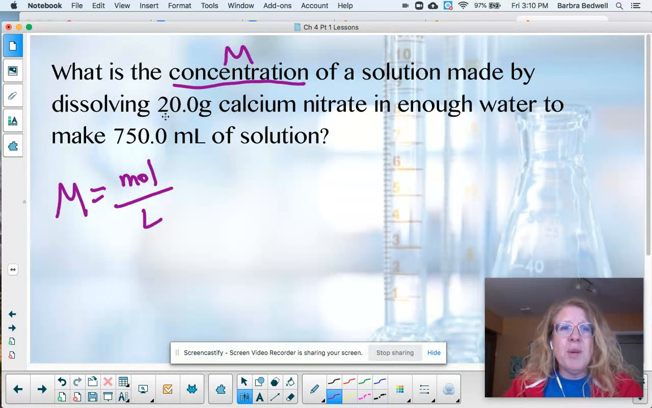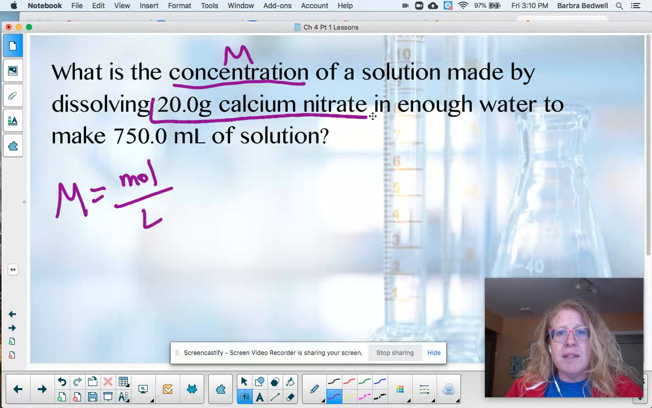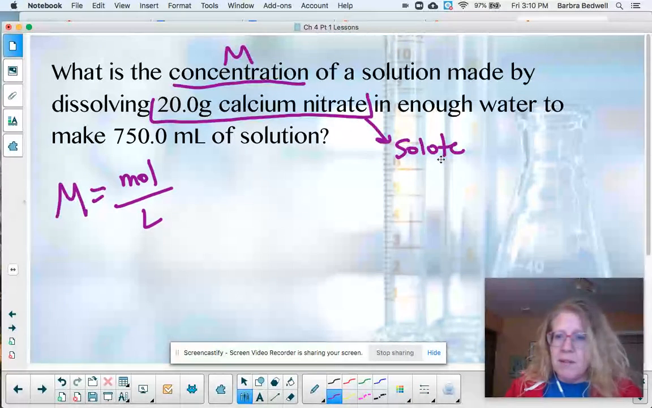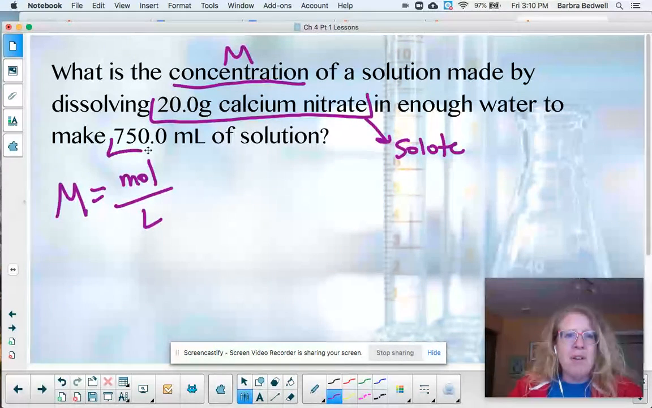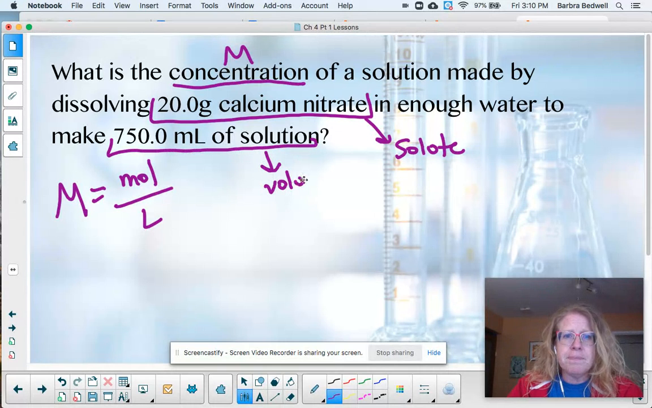So we've got 20 grams of calcium nitrate. This right here, 20 grams of calcium nitrate, that is my solute. That's the stuff that I'm dissolving. It's always going to be dissolved in water. All of our solutions in this chapter are aqueous solutions. So we always know that this is going to be in enough water. And then we're going to make 750 milliliters of solution. This right here, that's our volume.